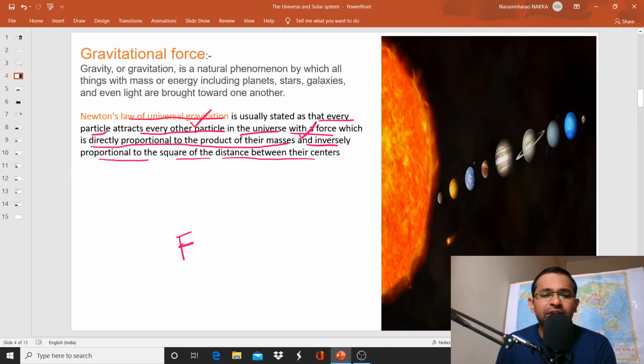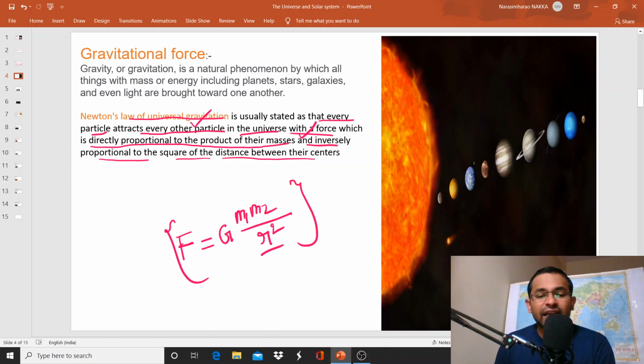Let's say F is the gravitational force. It is equal to G, the gravitational constant, times M1 M2, the masses of the two particles, divided by R squared, that is the distance between the centers of these two particles or matter. That means gravitational force is directly proportional to the product of the masses and inversely proportional to the square of the distance between the masses. That means if the distance between the two particles is increased, the force of attraction reduces. So that is the meaning.